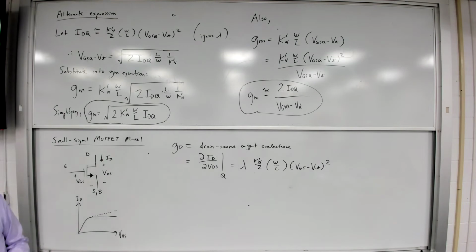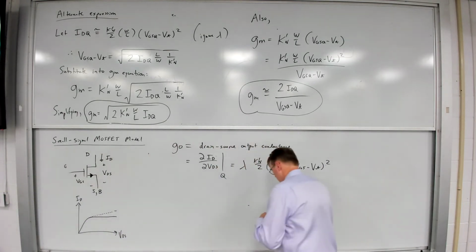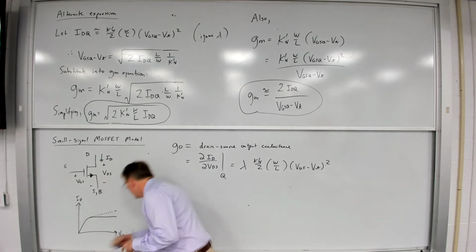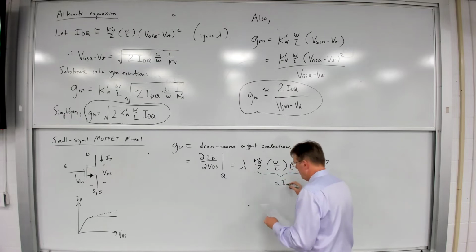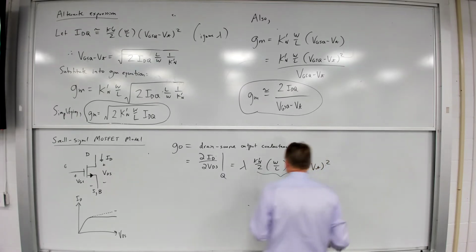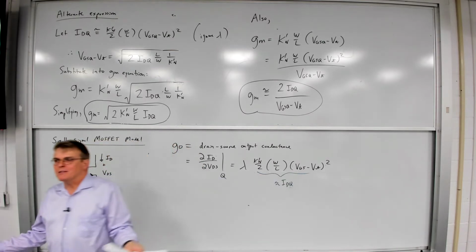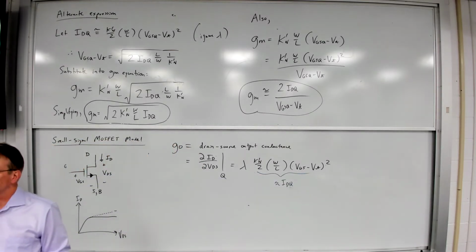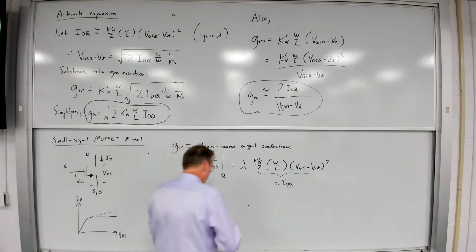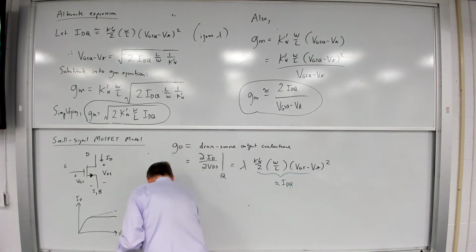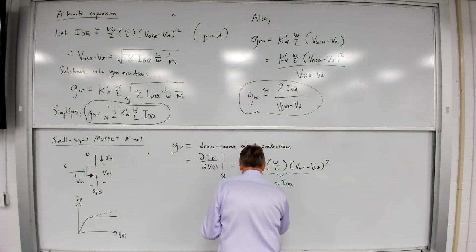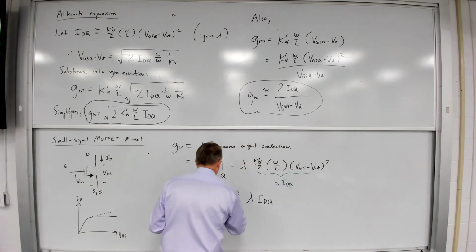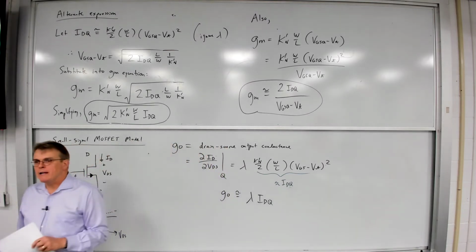So from this derivative, we note that once again, this quantity here is approximately equal to IDQ. Again, there's no 1 plus lambda on the end, so it's a slight error, but it's close enough, which means I can now write the output conductance as being equal to lambda times IDQ. So that is my drain source conductance.